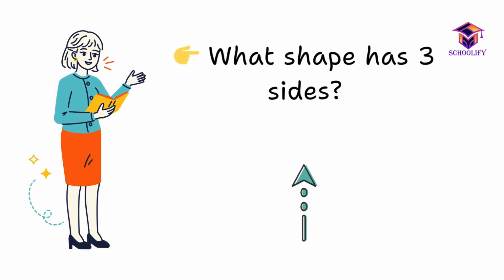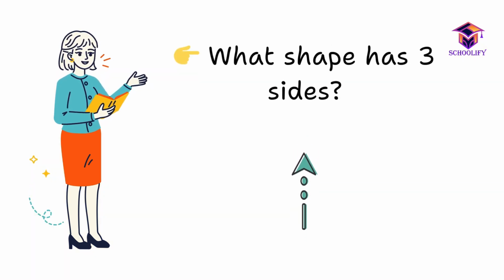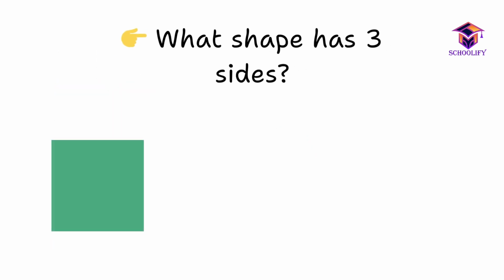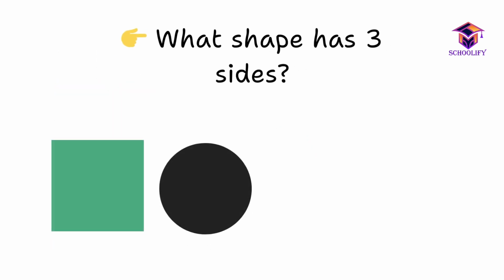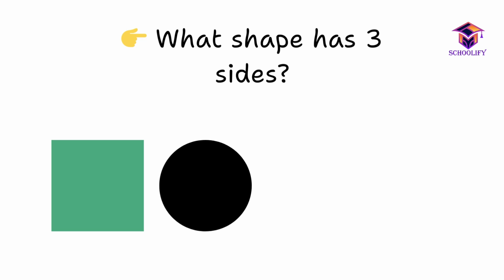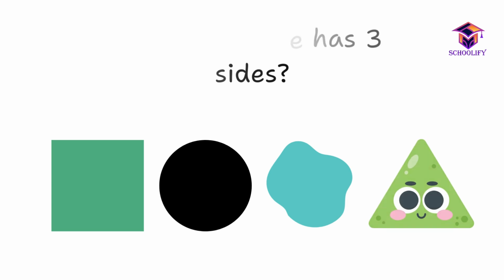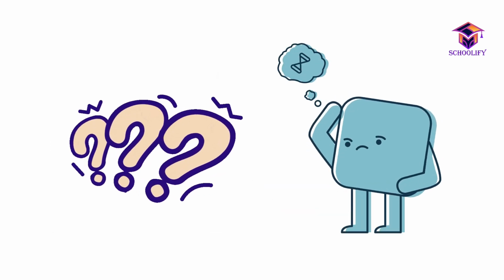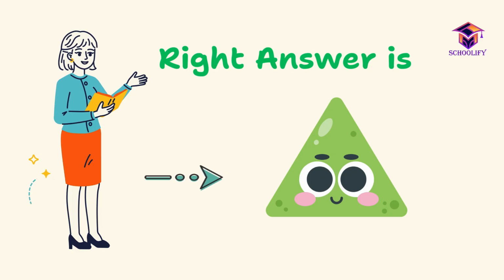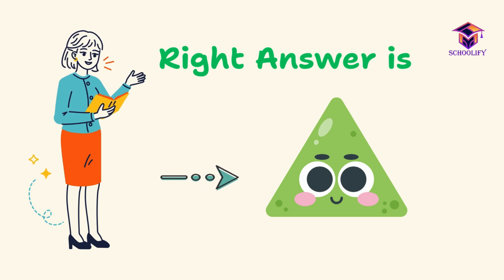What shape has 3 sides? Square, circle, abstract, triangle. Let me guess. The right answer is triangle.